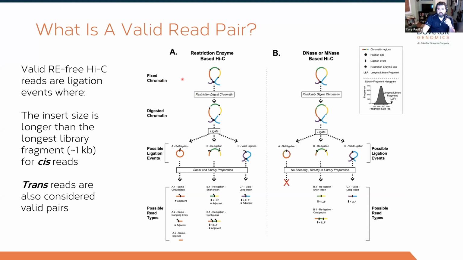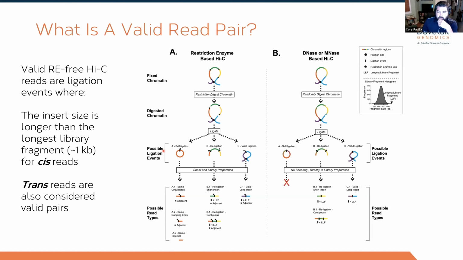What I'm showing here is the workflow of proximity ligation with fixed chromatin: digest that chromatin, perform proximity ligation, and then convert that into a library, for both restriction enzyme-based and DNase or MNase-based, right? Not using that restriction enzyme. When you digest chromatin with a restriction enzyme, it cuts at these star sites for restriction sites. When you use something like MNase, it cuts randomly. I've made the color bleed over that fragment just to show that it's continuous, not a hard stop cut site.